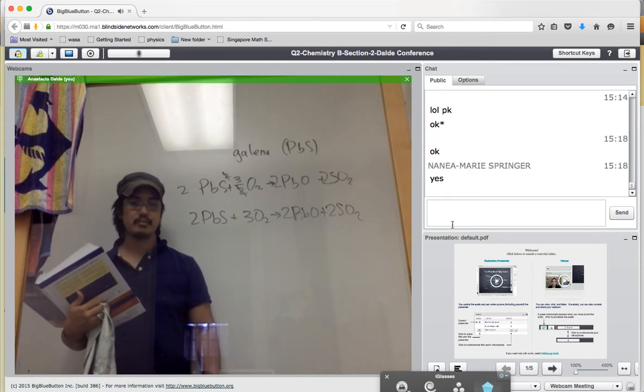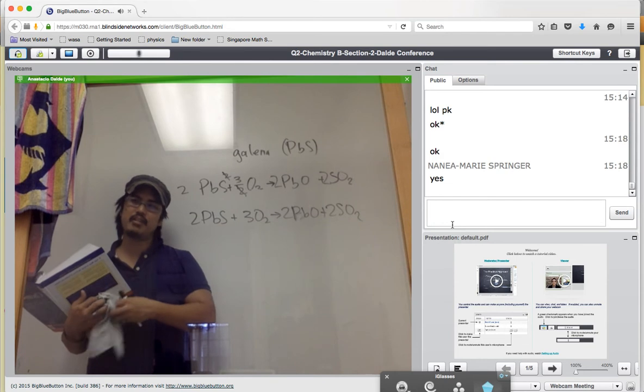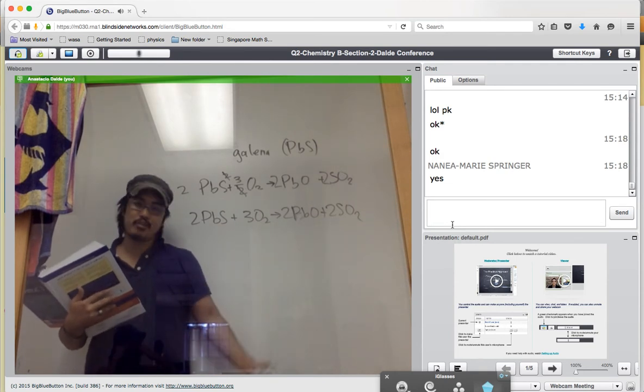That was not hard, balancing equations. Using those fractions is really powerful. And I don't think chemistry teachers teach you that. I think math teachers would probably teach you that. I'm more of a math teacher.